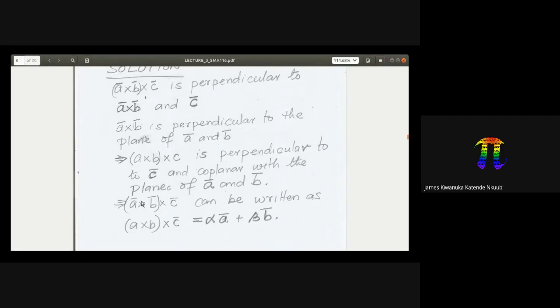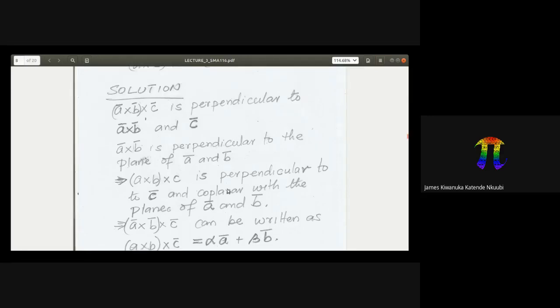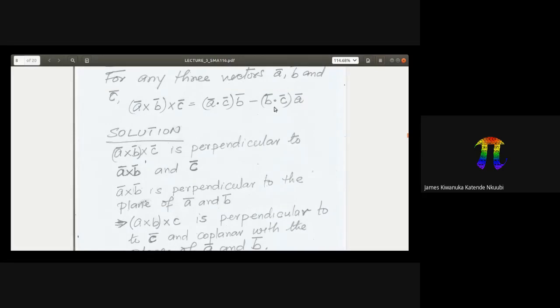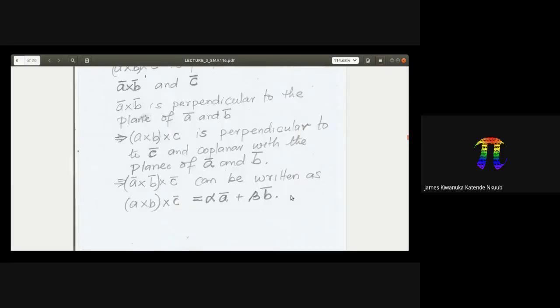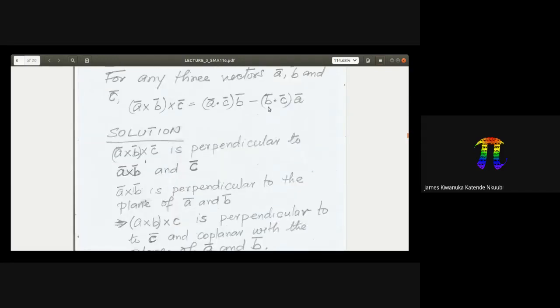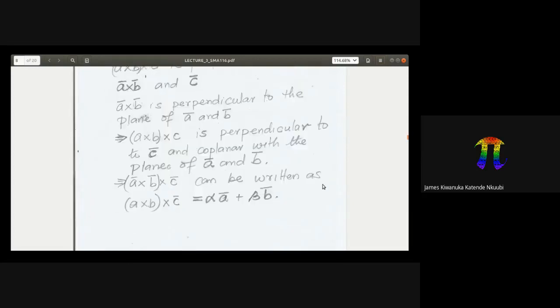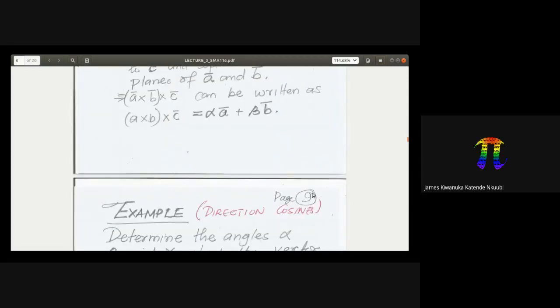I think I have a diagram that explains that. So since A cross B cross C is in the plane of A and B, it means it's possible to write it as a linear combination of A and B. So it's possible to find these scalars. Now, I will not go into the details of how we obtain these scalars, but alpha will be A dot C, and beta will be minus B dot C. So alpha is A dot C, and this second scalar beta will be minus B dot C. I don't know if I didn't draw the diagram.